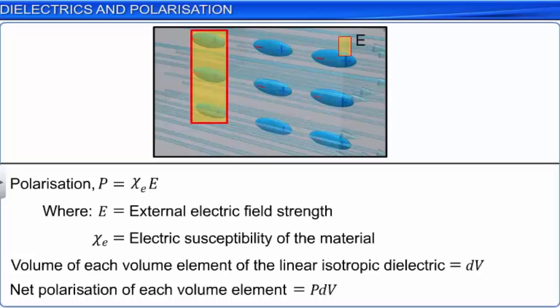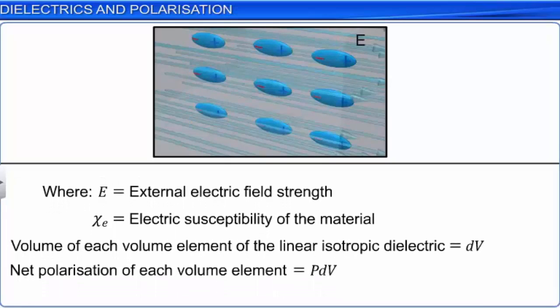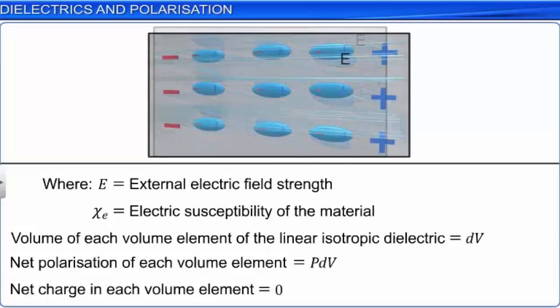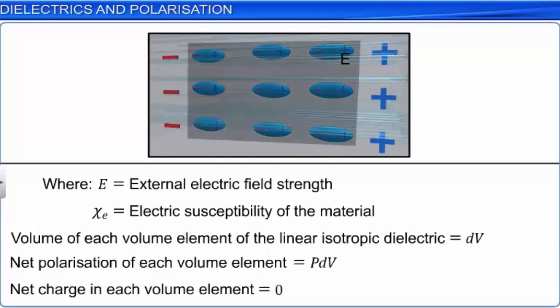Here, it is important to note that the net charge in each volume element will be zero. The resultant effect in the material due to the uniform external electric field will be the formation of an induced positive charge density plus sigma induced on the right face of the dielectric and minus sigma induced on the left side of the dielectric.